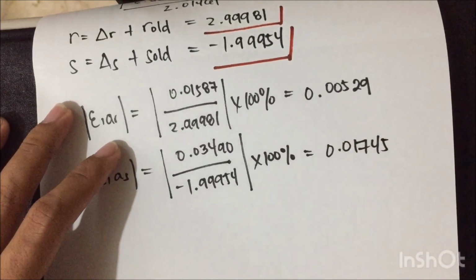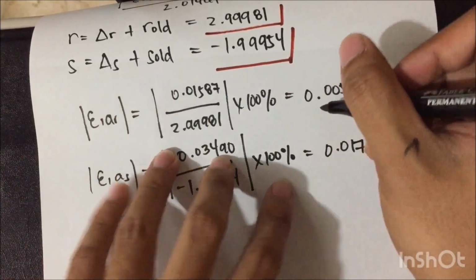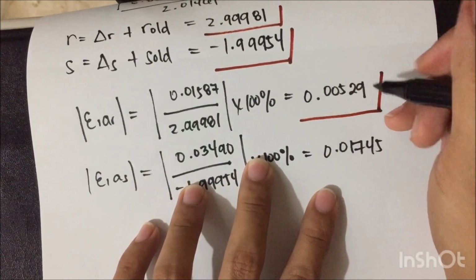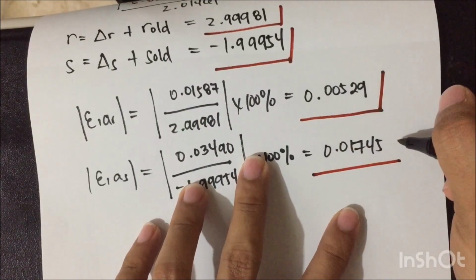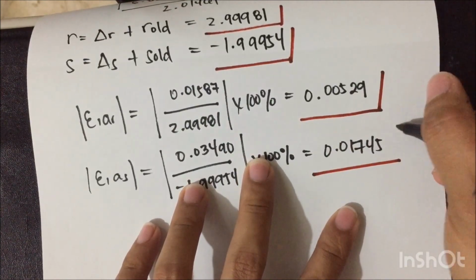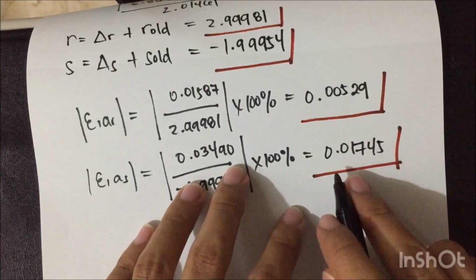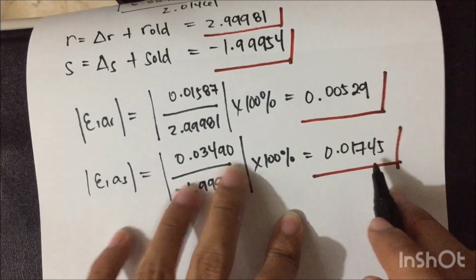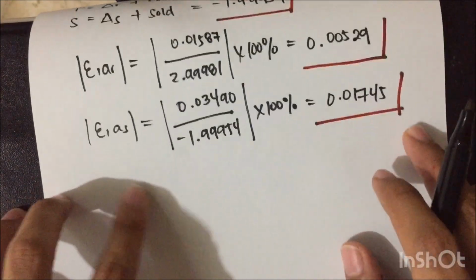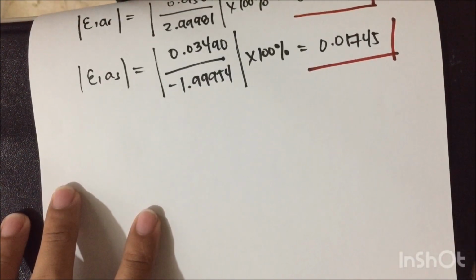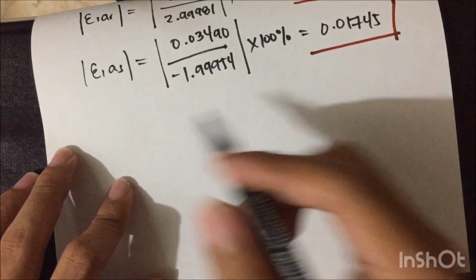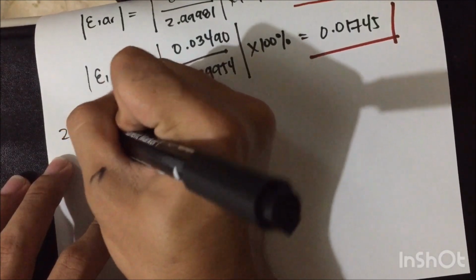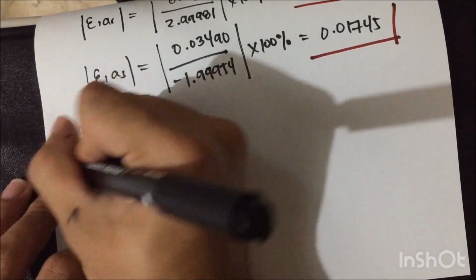So guys, nakita natin dito yung stopping criteria natin, nakuha natin sa R, pero sa ating S ay hindi pa rin dahil mas malaki pa rin siya sa 0.01. So, isa pa tayong iteration. Let's see kung makukuha na natin siya this time. So, bagong value ng ating R is 2.9981 and then para sa S, negative 1.9954.